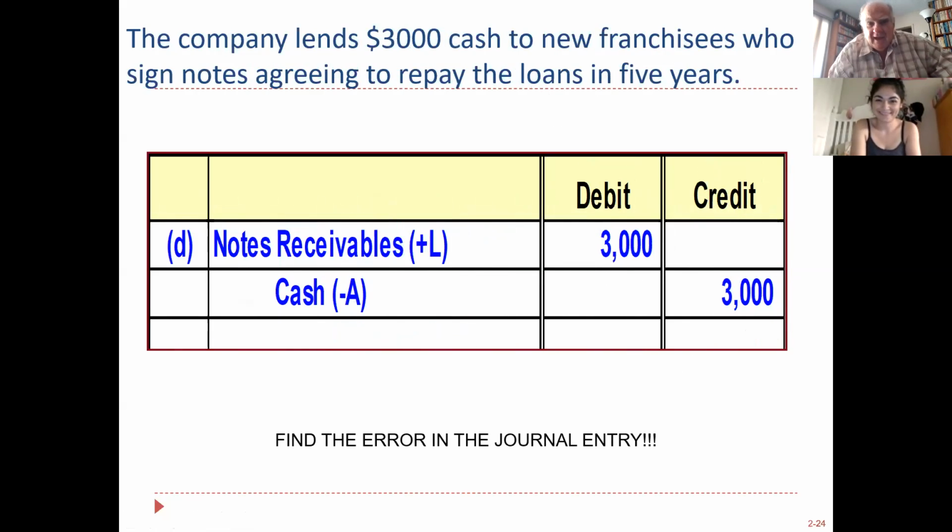The company is now lending money to its franchisees, and they sign notes. So now we're not borrowing, we're lending. Well, what did we lend? We loaned cash, so cash has to be credited. That reduces our cash balance, but notes receivable went up, which is also an asset. So we are debiting an asset and crediting another asset. We just exchanged assets.